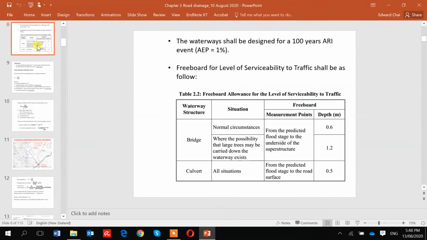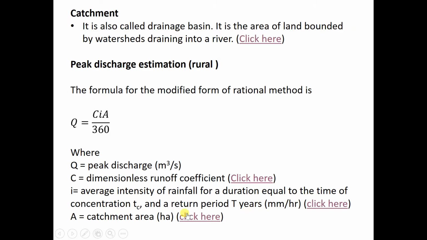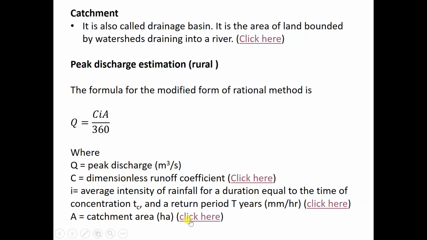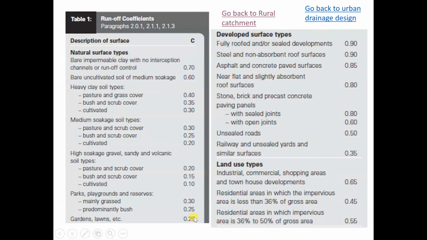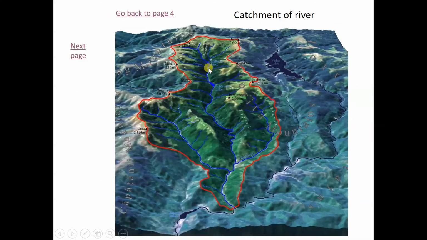Okay, just go back. So the catchment area, I think we have, let me see, what is that? Catchment area. Oh, I think I got the wrong link. So the catchment area, I think it's this one. These are the catchment area. Just go back to that.